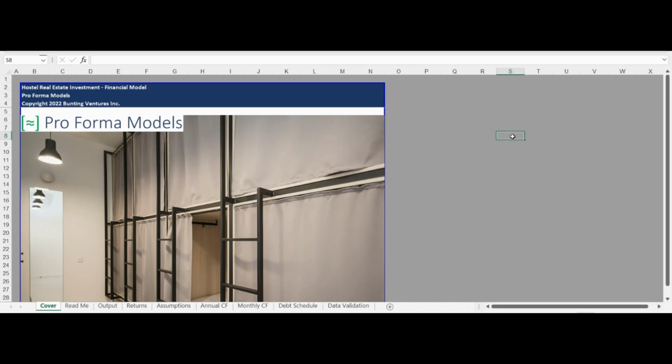Forma Models created this financial model to calculate and analyze the pro forma indicative return from a hostel real estate investment. The model has assumptions for different purchase metrics, investment structures and fees, equity, debt, capital expenses, as well as seasonally adjusted revenue and expense assumptions.